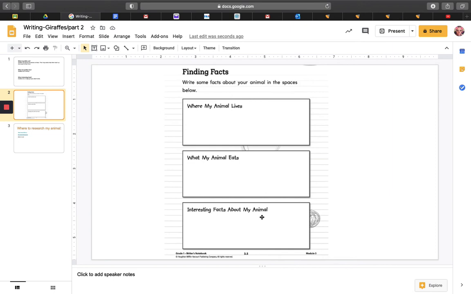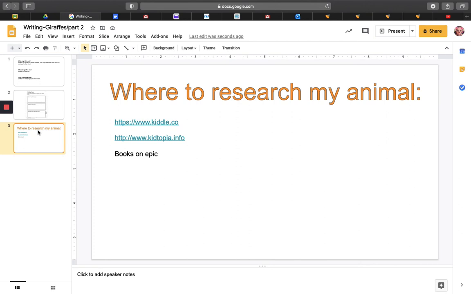And you're asking, well, how can I find that information out? Well, here's where to research your animal. These are links right here. These first two are links to what we call search engines, kind of like a Google, but for kids, because we want it to be a safe internet search. So these are for kids.